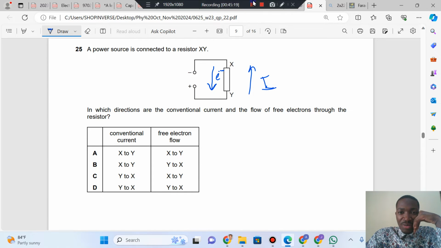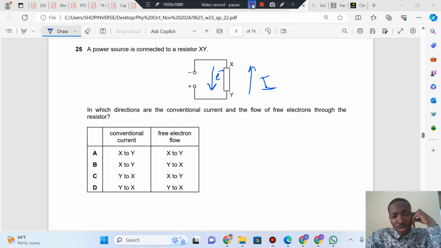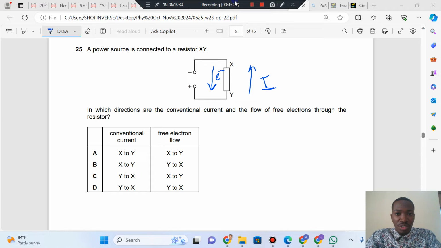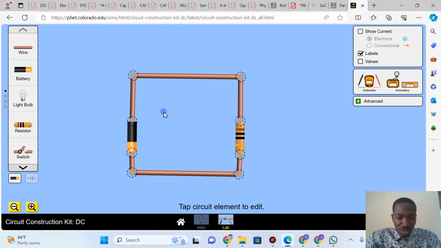This can be demonstrated with a simple simulation. So look at this circuit: the positive terminal of the battery is down here, the negative terminal is up there. Then you have a resistor. So let's check the current values and electrons.